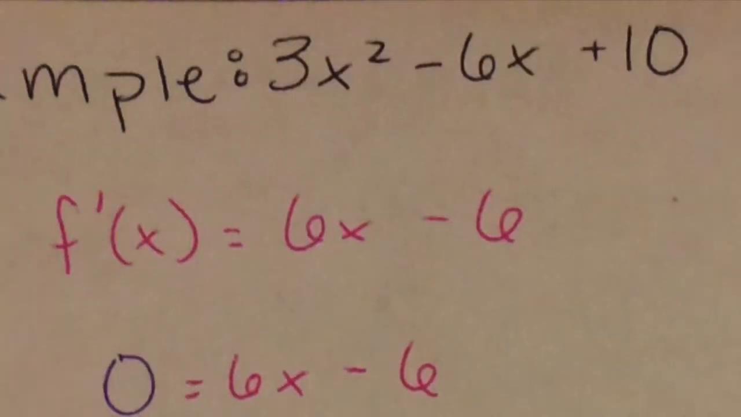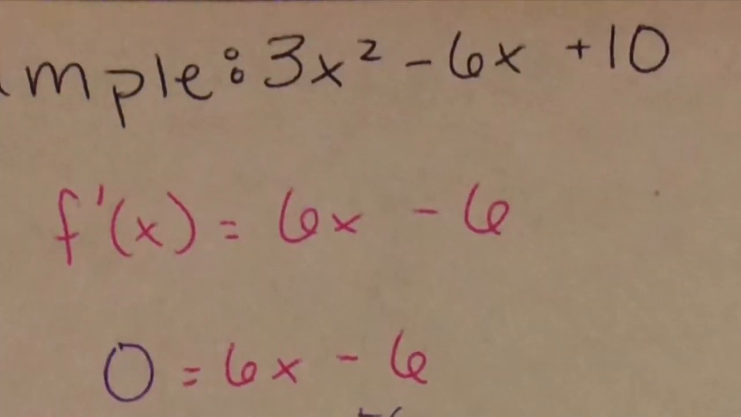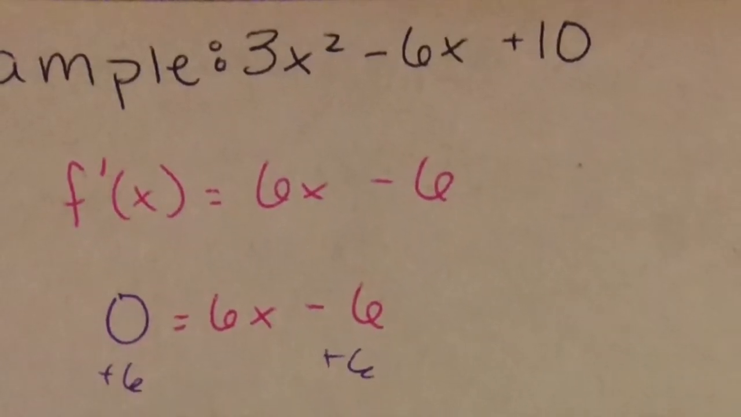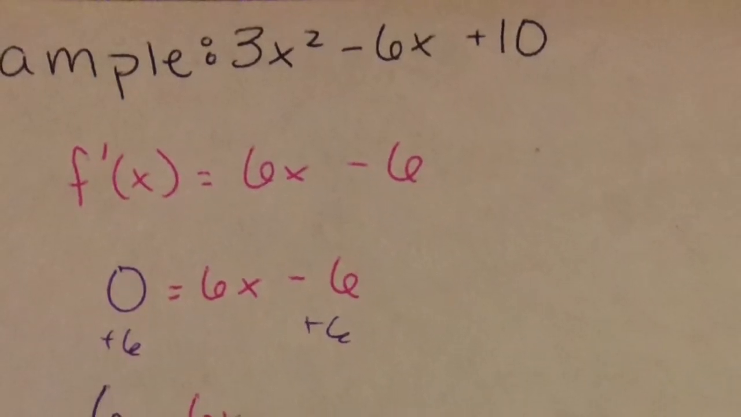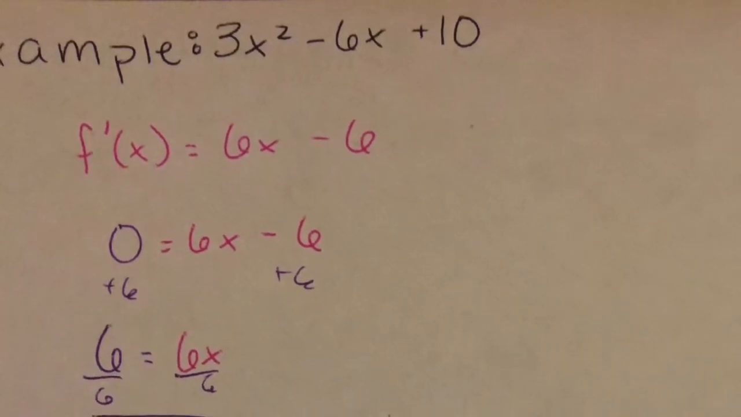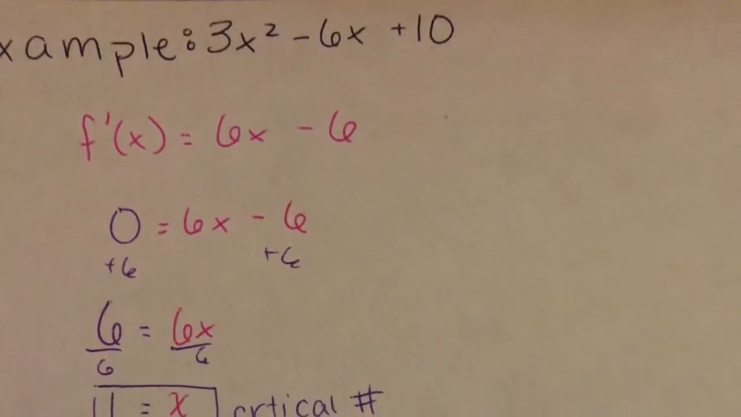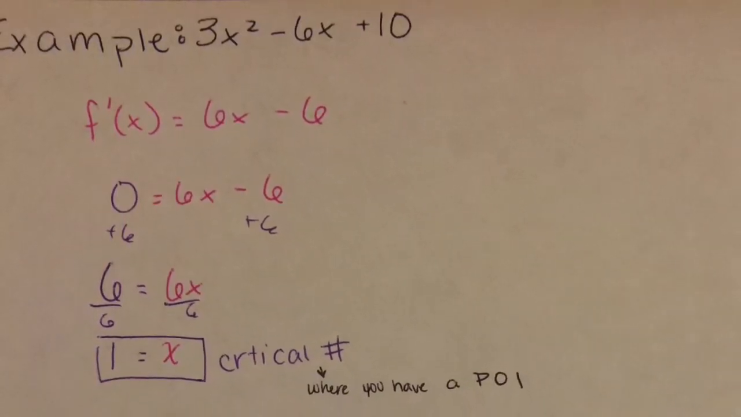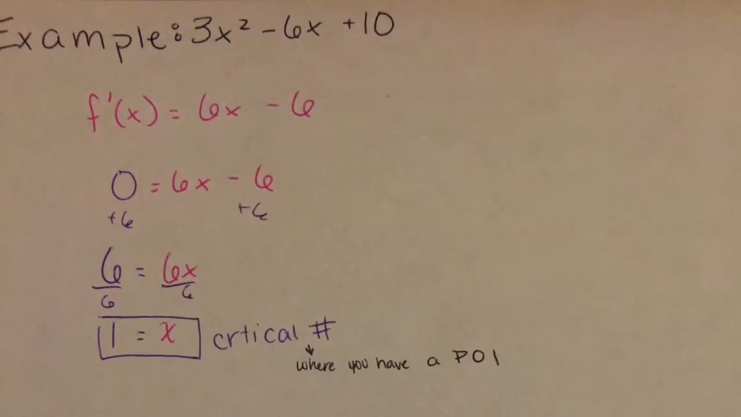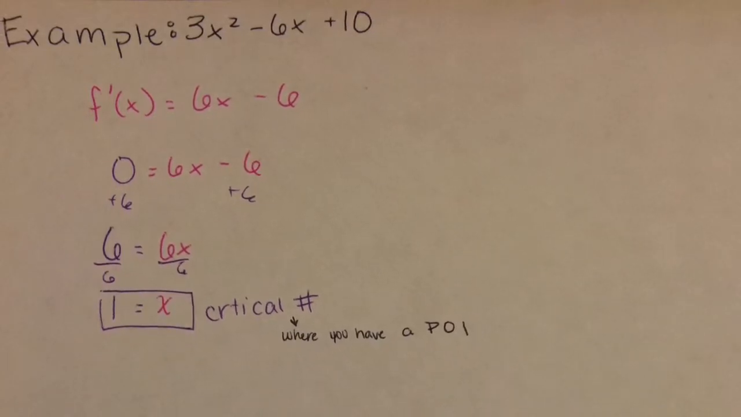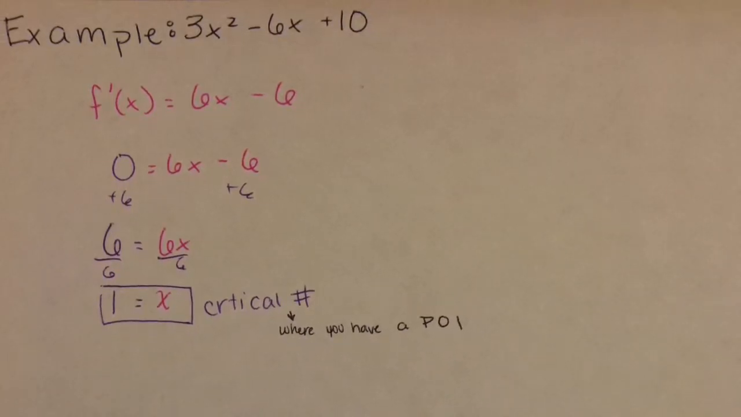So how do I know when the graph is increasing? Simple. First, I'll give you this sample example. It says that f of x equals 3x squared minus 6x plus 10. The first thing you need to do is find f prime. F prime reads 6x minus 6. As soon as you do that, you must make f prime equal to 0 and solve for x. When you solve for x, that will give you your critical number. Now the critical number means where you have a point of interest. This method is called the first derivative test.